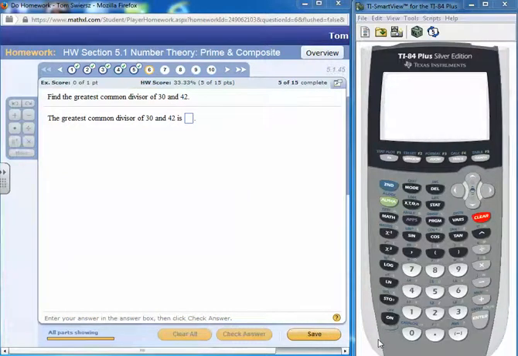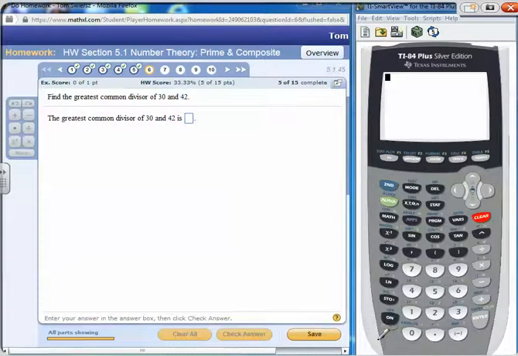Let's go ahead and look at homework exercise number 6 from section 5.1. It says find the greatest common divisor of 30 and 42. Okay, so the greatest common divisor is a number that divides both of these evenly, that goes into both of these.